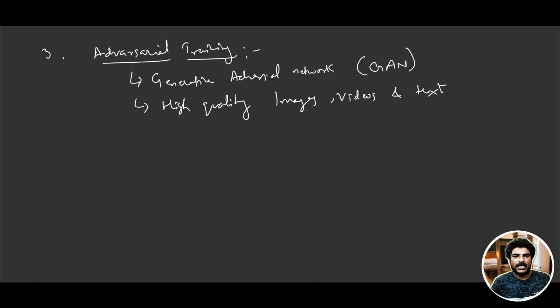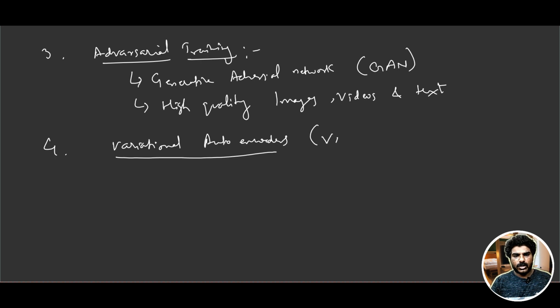The third point is adversarial training. The breakthrough development of generative adversarial networks, GANs, was a significant milestone in generative AI. With the help of GANs, we are able to generate high quality images, videos, and texts. The fourth one is variational autoencoders, also called VAEs. Around the same time as GANs, researchers also proposed this very powerful framework used for generative modeling.